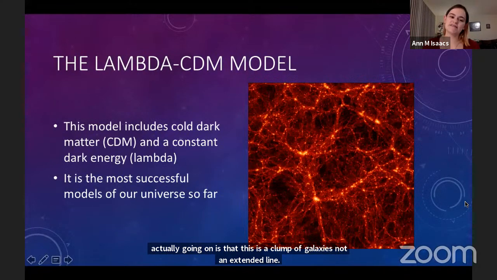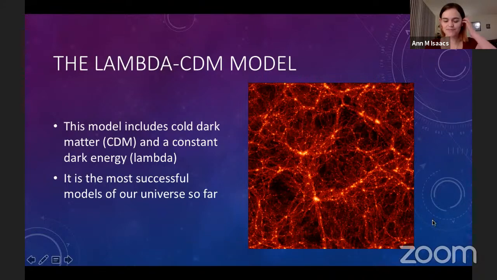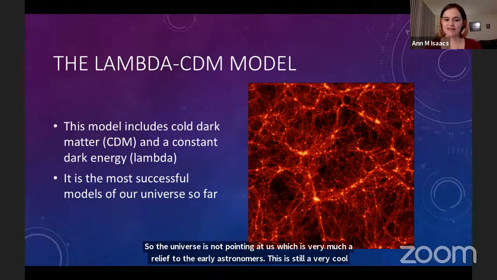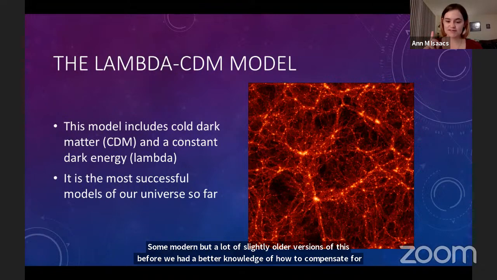So all of this leads us to something called the LAMBDA-CDM model. This is a simulation using the LAMBDA-CDM model, and it looks a lot like the first picture I showed you of the large-scale structure of the universe. We've got clumps and filaments and voids. So LAMBDA-CDM includes two big things. The first is CDM.